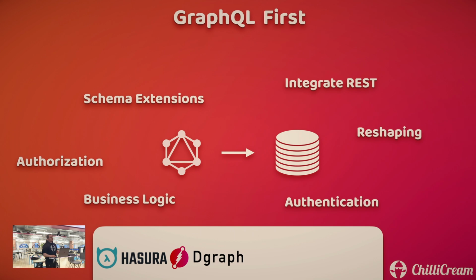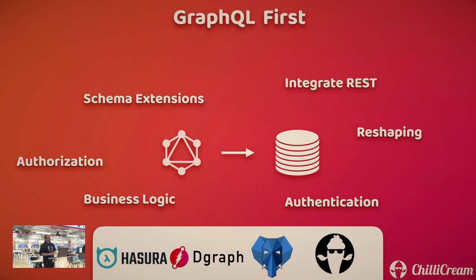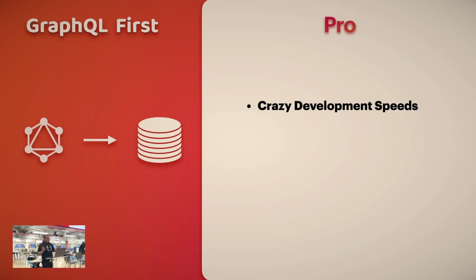Now, there's even more tools that support this pattern. For example, PostgreSQL, which supports all of the things that are listed above. But there's also GraphQL servers, like, for example, Hot Chocolate, where this is supported by implementing resolvers. So why do enterprises use this approach? It's crazy how fast you can develop with it.